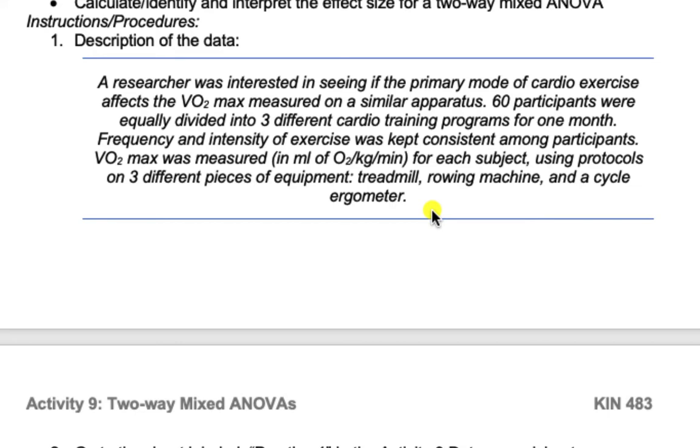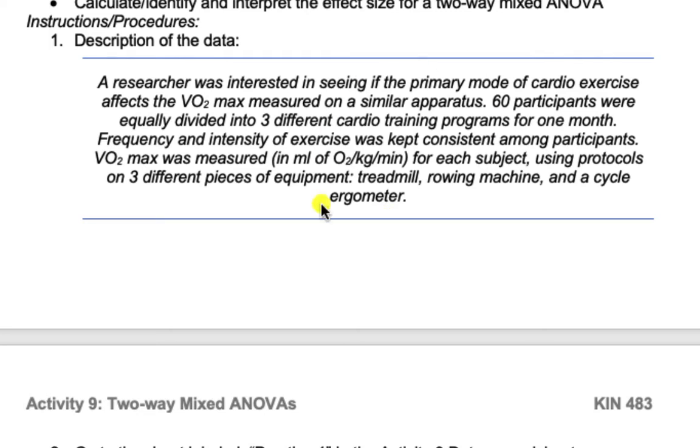similar apparatus. 60 participants were equally divided into 3 different training programs for 1 month. Frequency and intensity of exercise was kept consistent among participants. VO2 max was measured in milliliters of oxygen per kilogram per minute for each subject, using protocols on 3 different pieces of equipment: treadmill, rowing machine, and a cycle ergometer.